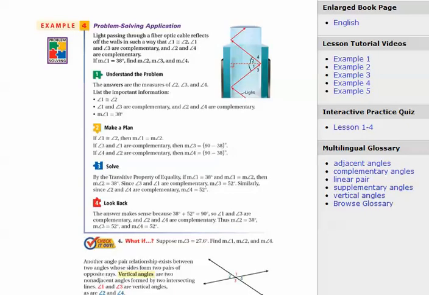Moving on then, there's an example here that is a good problem-solving application where they talk about light going through fiber optics. It's a good one. You can take a look at that.